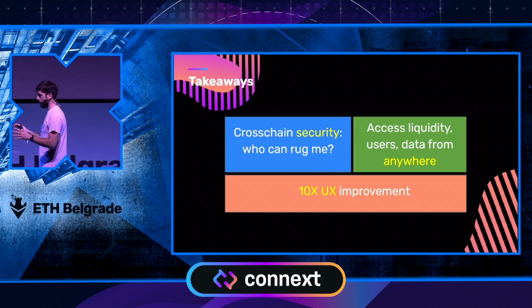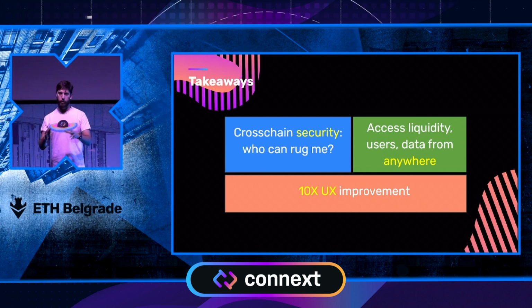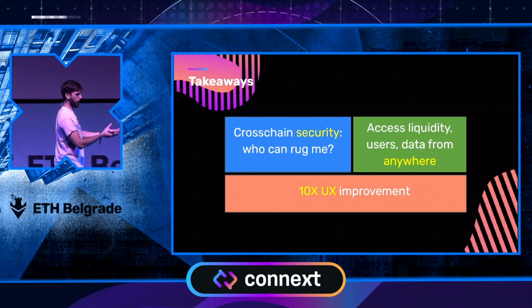The first one is, every time that you think about cross-chain, you have to ask, okay, who has the power to rug me? Who can potentially corrupt this system to steal my funds?